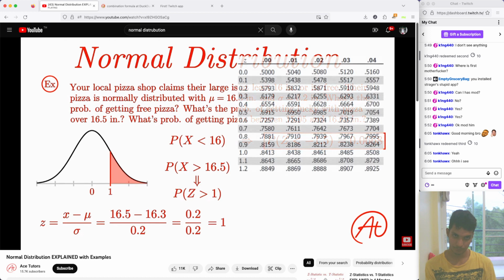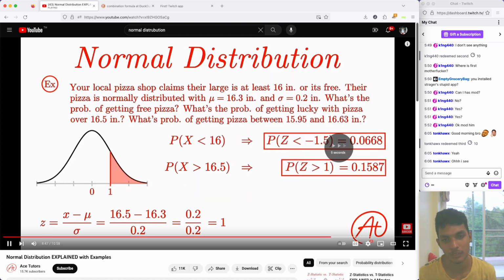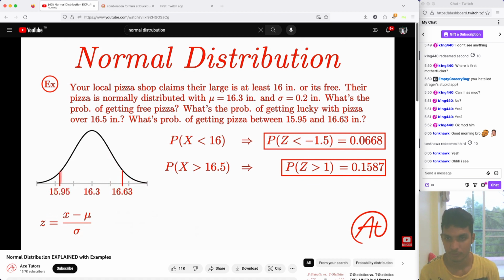Looking at our chart for our z-score, we go to row 1.0 and column 0.00 to get a probability of 0.8413. But keep in mind, this chart always gives you the probability to the left of your z-score. Since the area under the entire distribution is always equal to 1, the area to the right of 1 is 1 minus 0.8413, giving us a probability of 0.1587 of getting a pizza larger than 16.5 inches. Not too shabby.